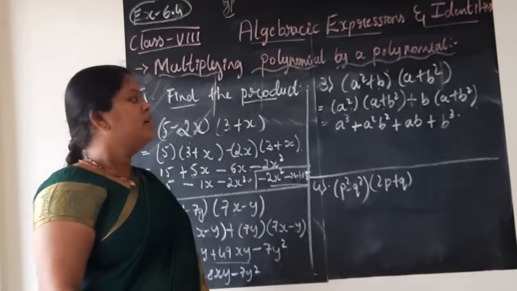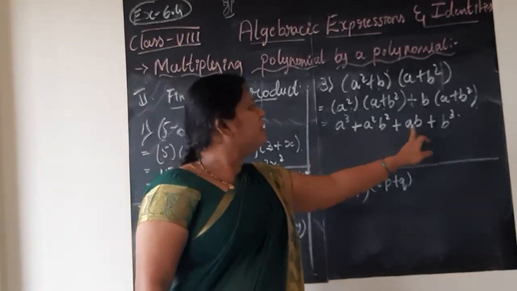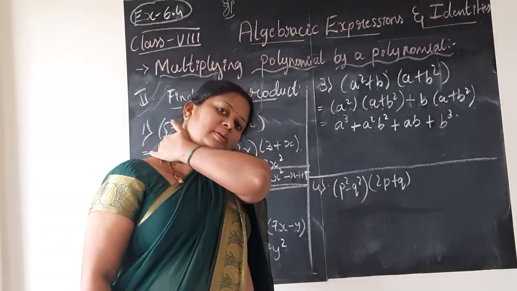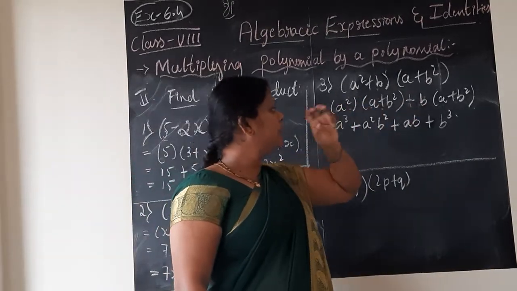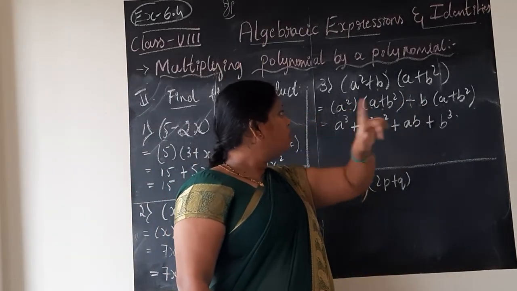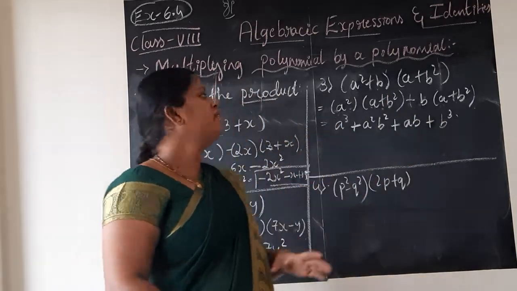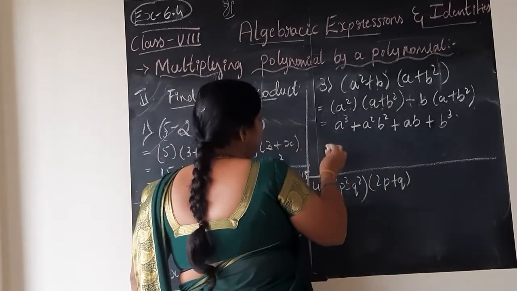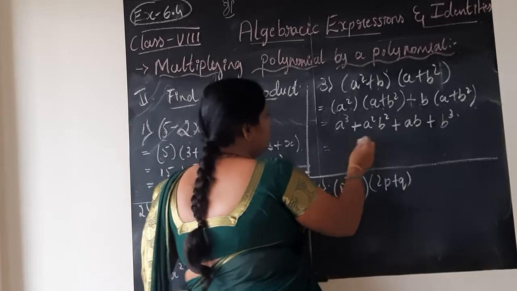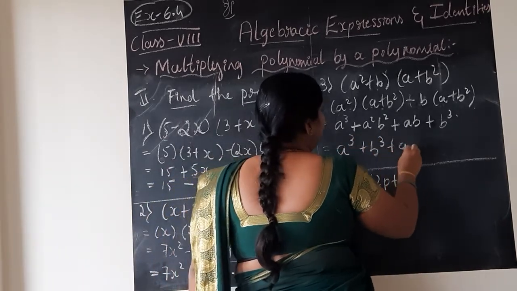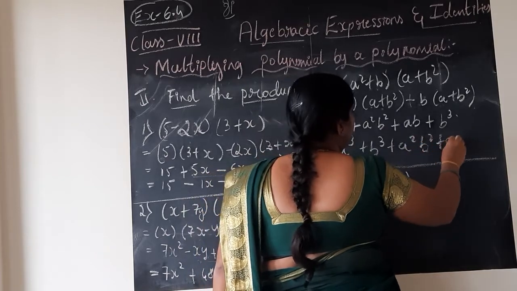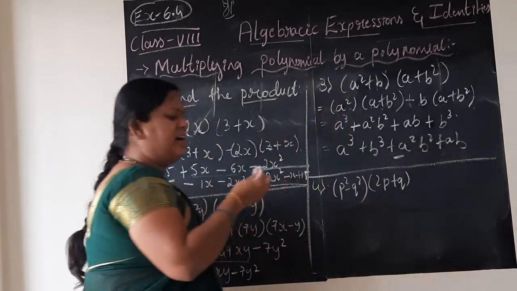b cube. Look now, here none of the terms are repeated to add or subtract, children. A cube only once is there. A square b square only once is there. AB also only once is there. B cube also only once is there. In this case, you can keep the answer as it is, or one more step you can write like a cube plus b cube plus a square b square plus ab.